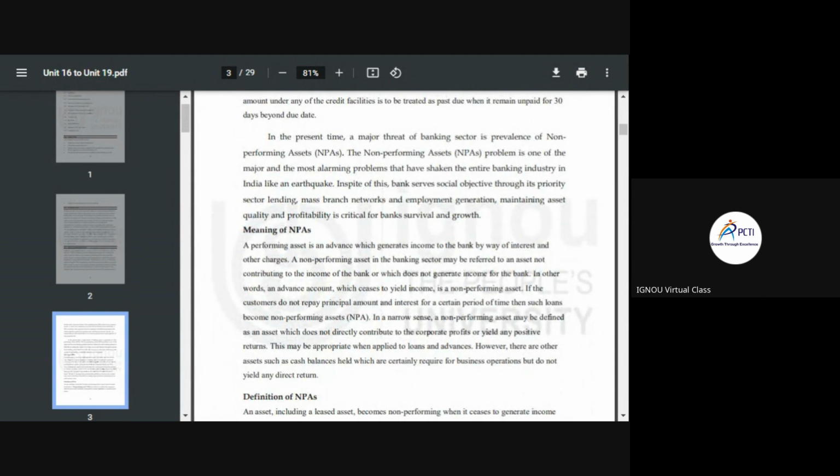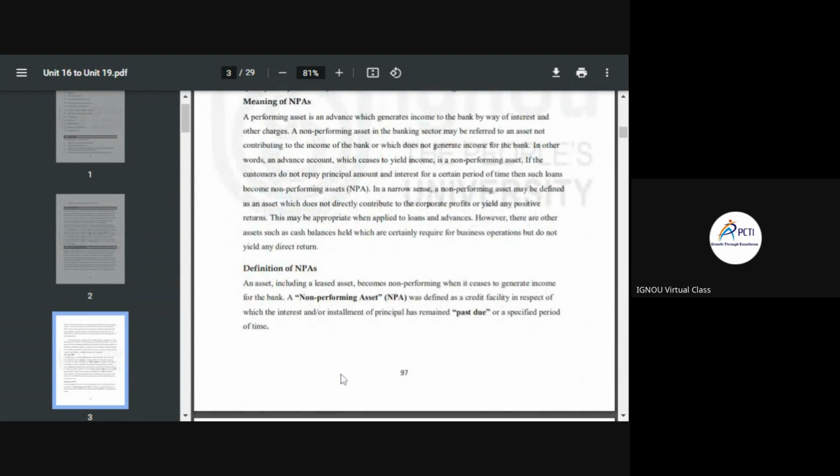And in the present time, there is a major threat to the banking sector in the prevalence of non-performing assets, because the non-performing asset problem is one of the major and most alarming problems that has shaken the entire banking industry in India like an earthquake. So what is the meaning of NPA?